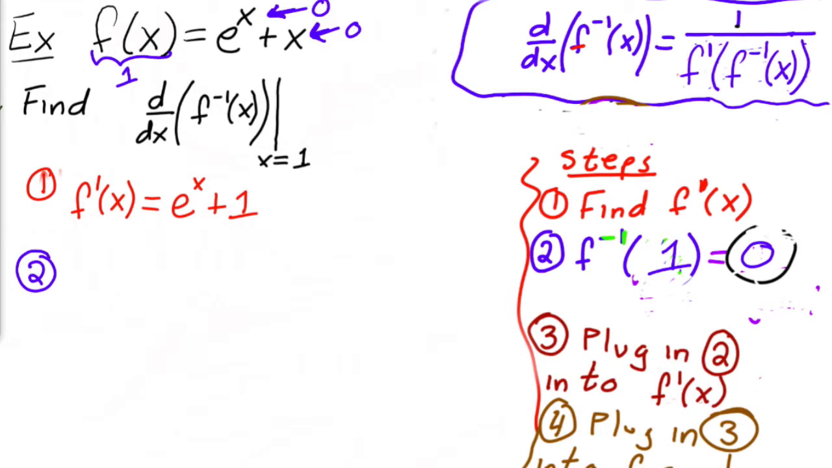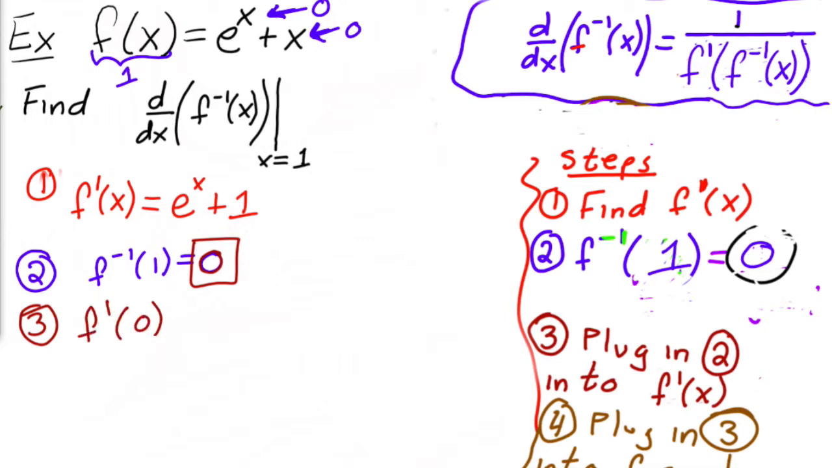Okay, that's good. So we've done step 2, so f inverse of 1 is equal to 0. Step 3 is to plug the number that we got from 2 into f prime of x. So this number that we got, 0, we're going to plug it into f prime. So f prime of 0 is equal to e to the 0 plus 1, which is 2.